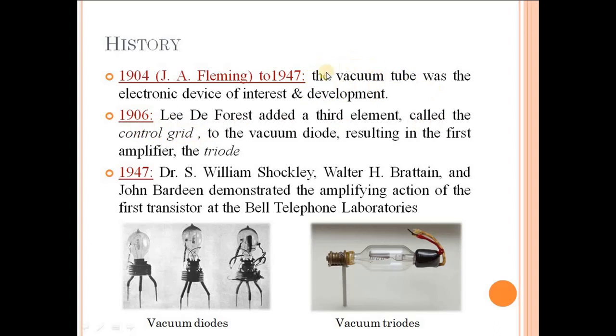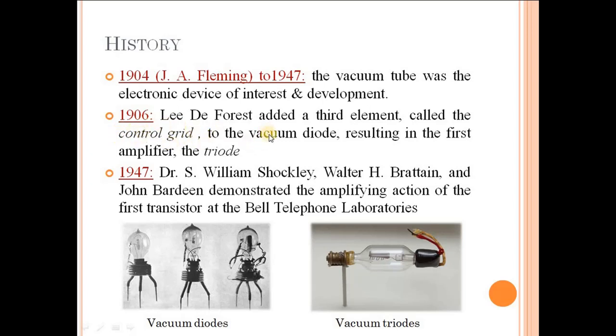In this version of the vacuum tube, the two-terminal vacuum tube which acted like a diode, the two terminals were the anode terminal and the cathode terminal. So these were the two terminals in the vacuum tube diode in the 1904 J.A. Fleming version. But later in 1906 Lee De Forest introduced the third element which he called the control grid. So now this new vacuum tube had three terminals, namely the anode, the cathode, and the control grid.